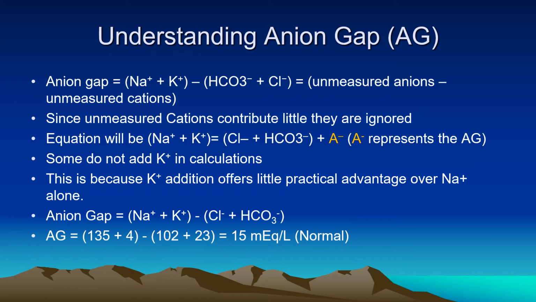In many books you would find that potassium is not included, only sodium is included, and this is because potassium offers little practical advantage over sodium alone. So there are two ways of presentation of anion gap. One includes potassium, the other doesn't. Including potassium as a routine is there in many books. Therefore, with this formula, anion gap of 15 milliequivalents per liter can be considered a normal value. Now let us see what the normal range is.